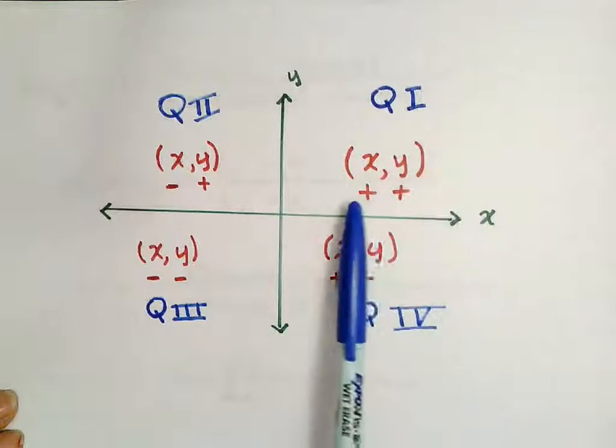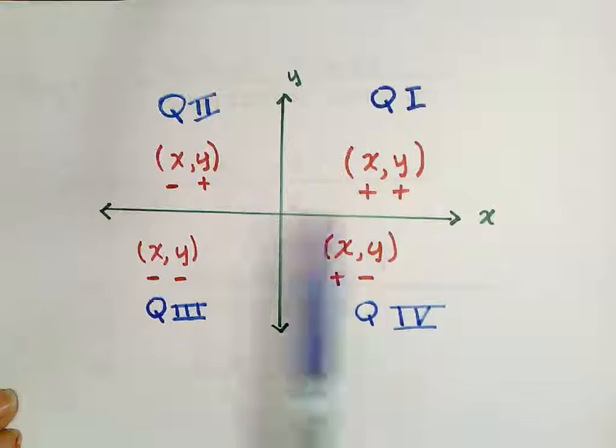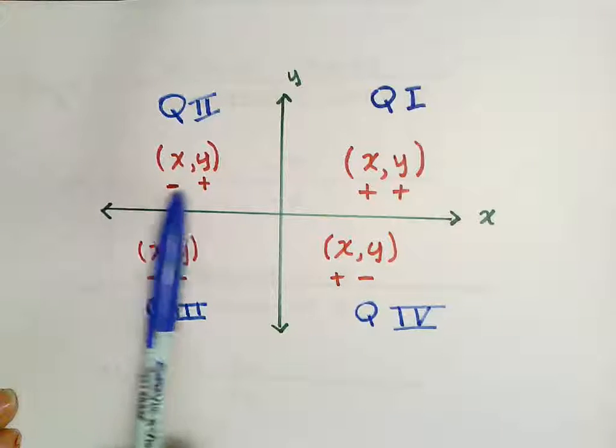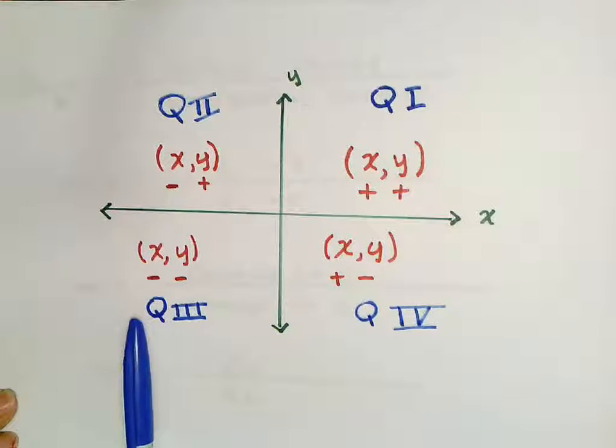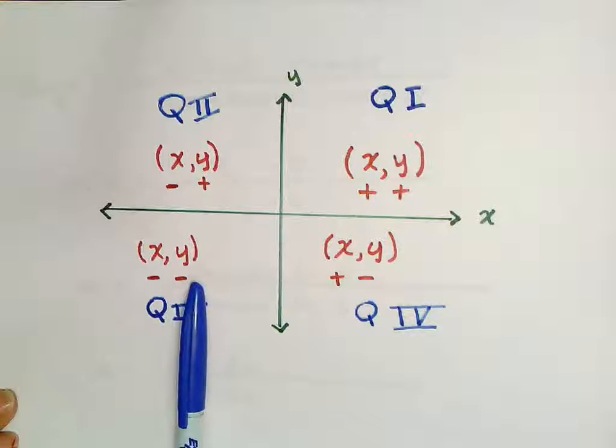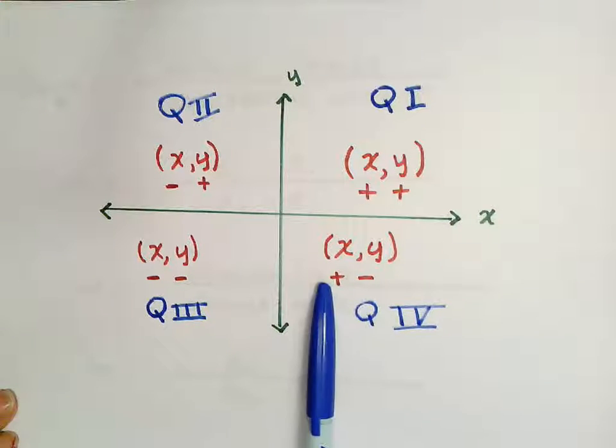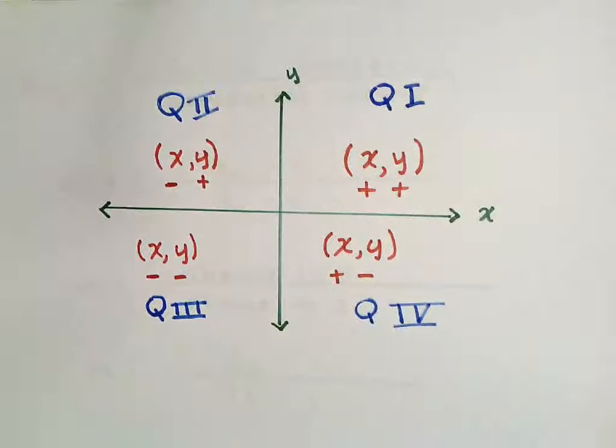Let's also review our quadrants. In quadrant 1, both the x and y are positive. In quadrant 2, the x is negative and the y is positive. In quadrant 3, both the x and the y are negative. And in quadrant 4, the x is positive and the y is negative.